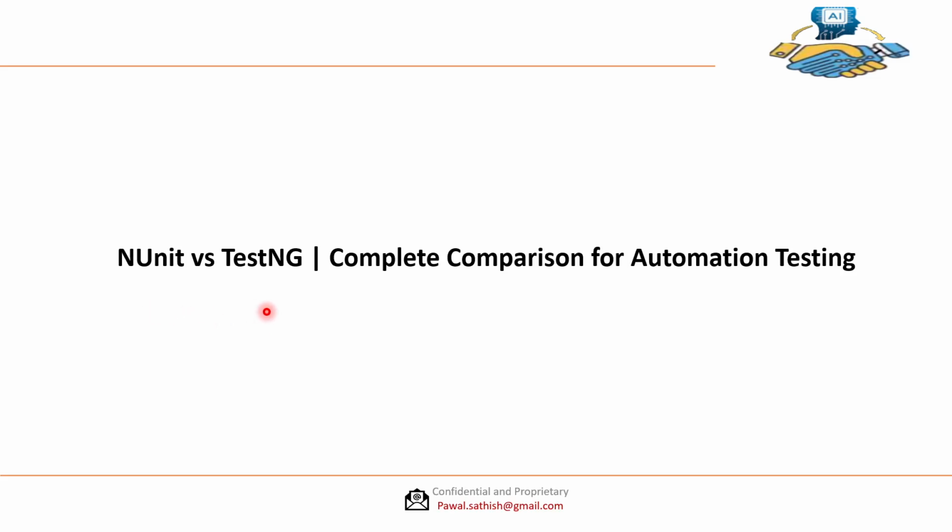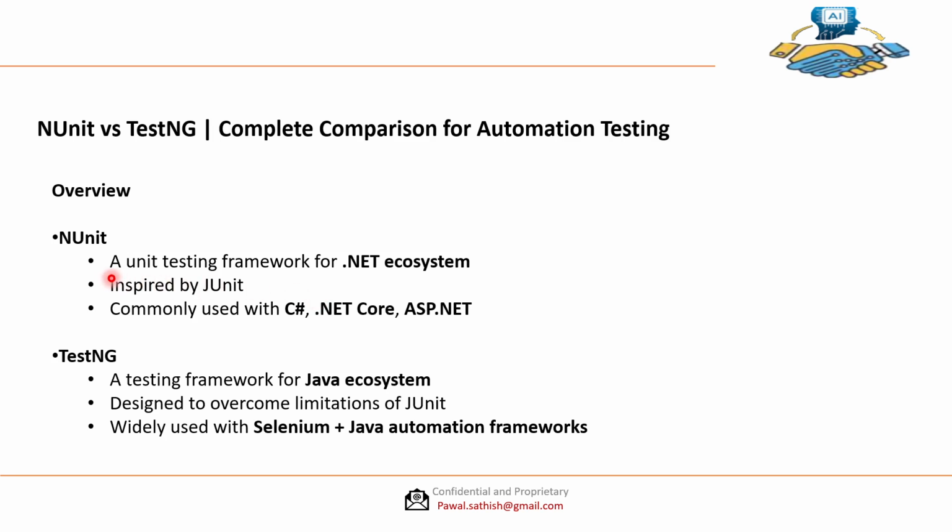Today's session we will see a comparison between NUnit and TestNG for automation testing. So we'll start with the overview. NUnit is a unit testing framework for the .NET ecosystem, inspired by JUnit and commonly used with C Sharp, .NET Core, and ASP.NET.